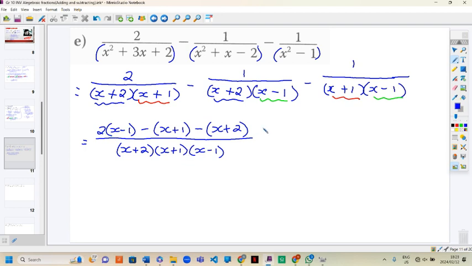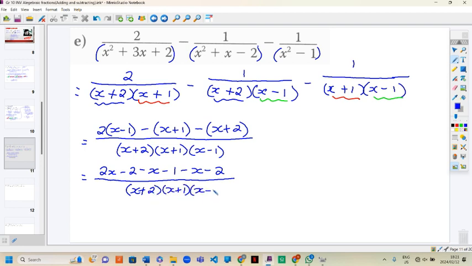I need to now simplify the numerator. So 2 times x is 2x. 2 times -1 is -2. Negative times x, negative times 1 is -1. Then I've got negative x and minus 2. So negative times x is negative x, negative times positive 2 is -2. Awesome stuff. Now let's draw our division line again, and over that lowest common denominator, which is x plus 1 and x minus 1.